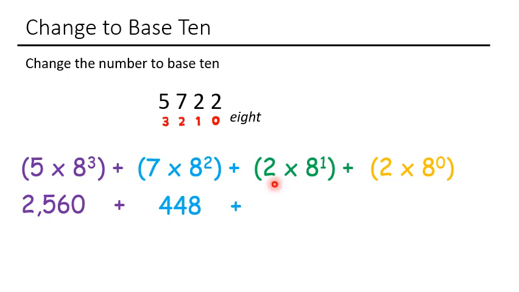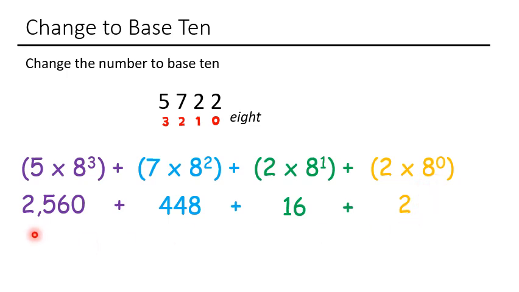Then this is just 2 times 8, which is 16. And then remember, 8 to the 0 power is what number? It is 1. And 2 times 1 is 2. So don't let that trip you up because that's something else that a lot of people do. They want to say that this is 2 times 8, but it's not. It's 2 times 1. So be real careful with that.